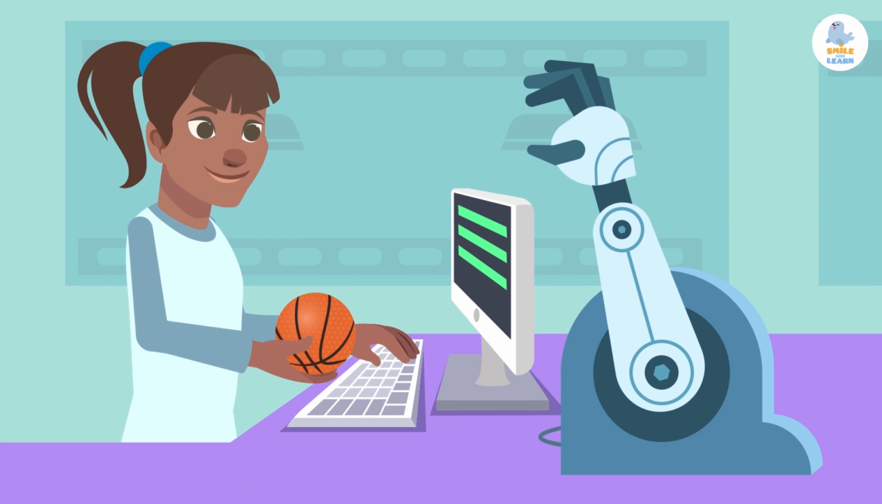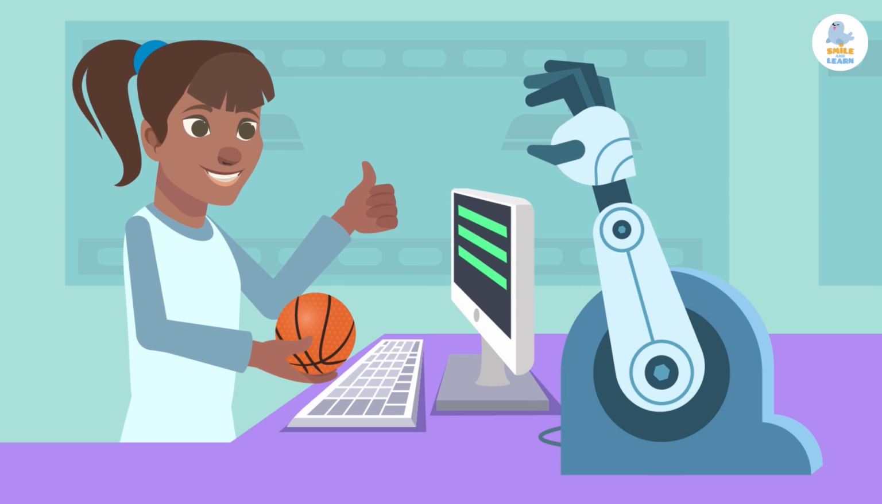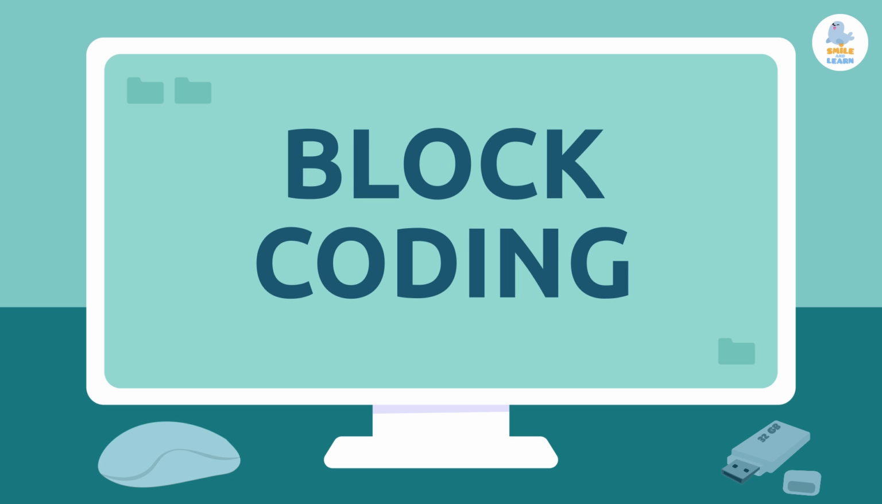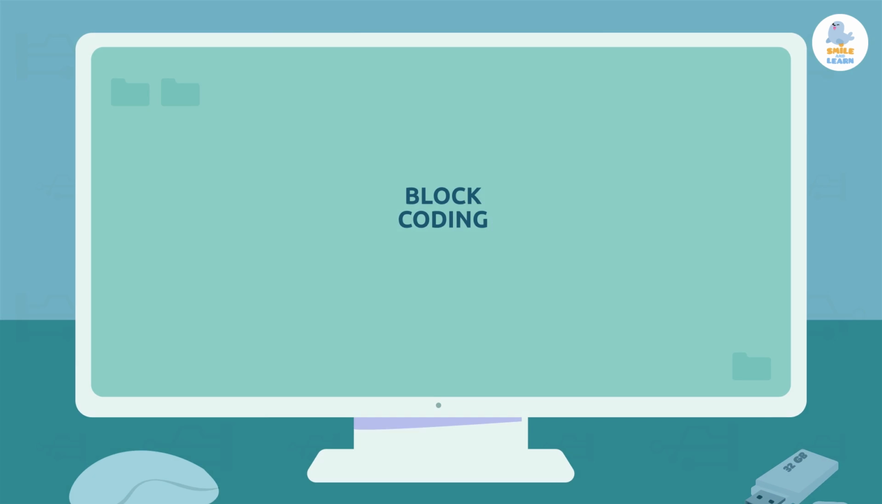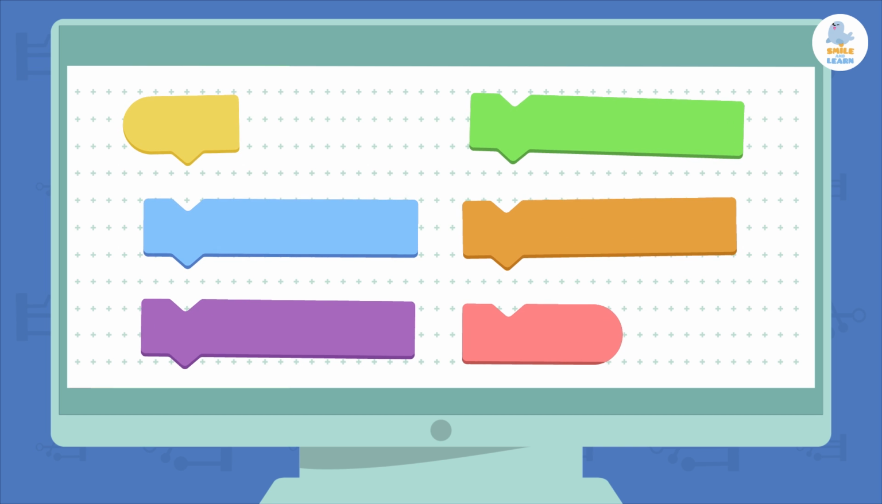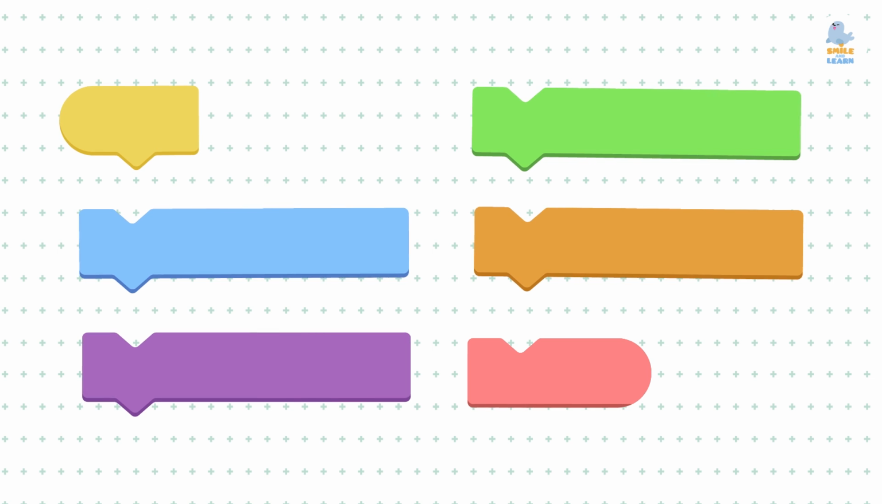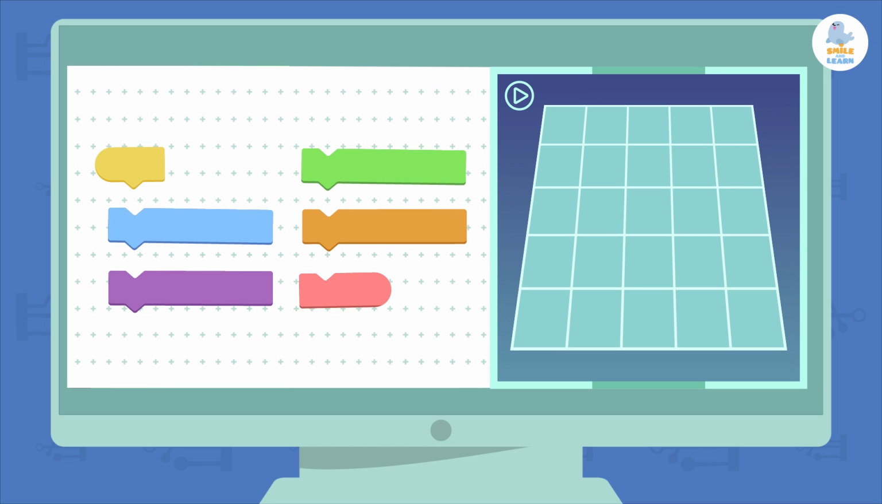One way is by block coding. Let's take a look. Block coding uses colored pieces that contain commands that we give to something or someone. For example, a game character.